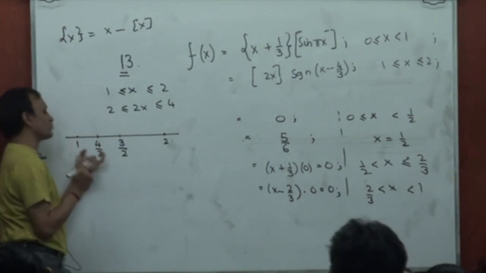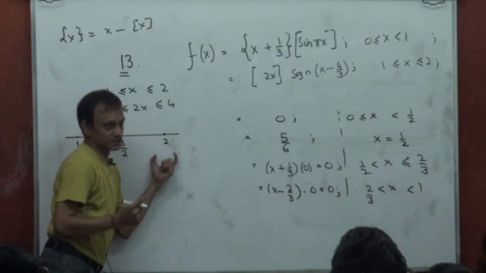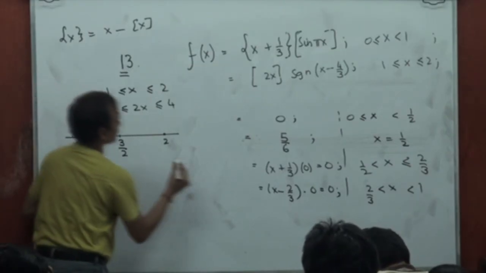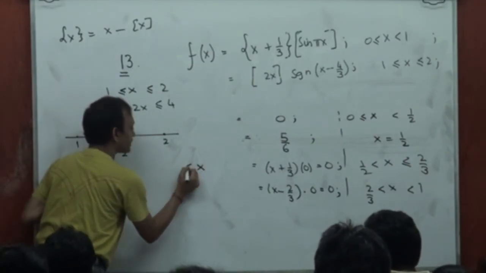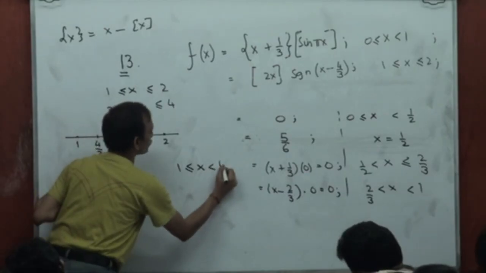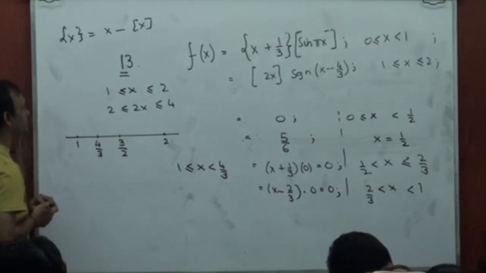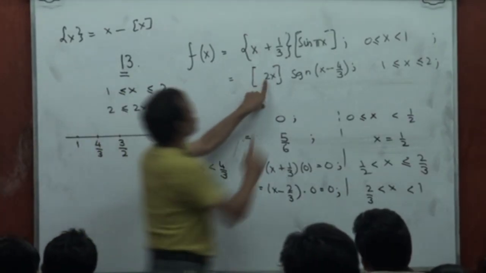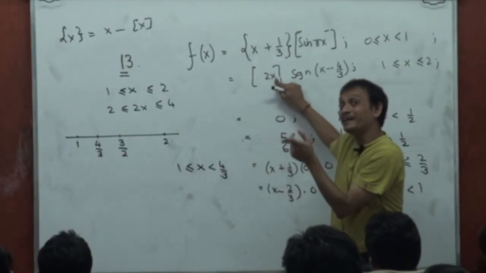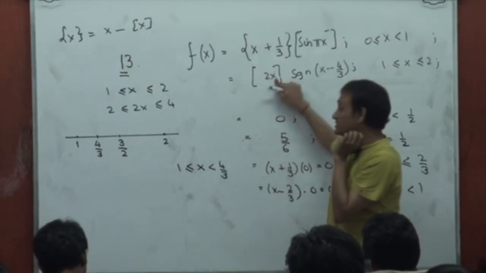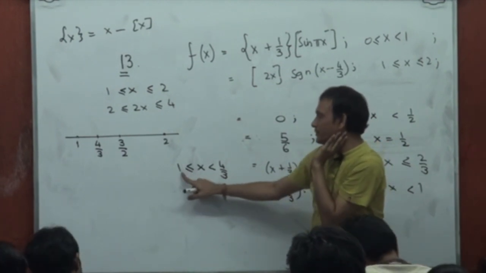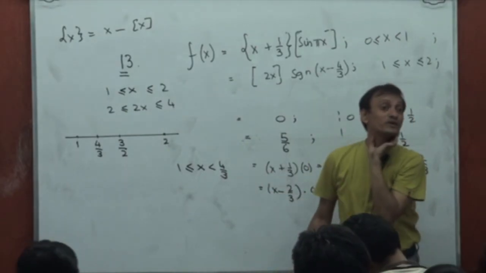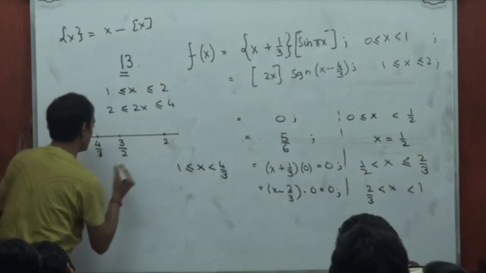So my intervals of description would be this, this and this. Right? So then, for x greater than or equal to 1 but less than 4/3, 2x would lie between 2 and 8/3. See, in this interval 1 to 4/3, 2x will lie between 2 and 8/3. So box of 2x will be 2.